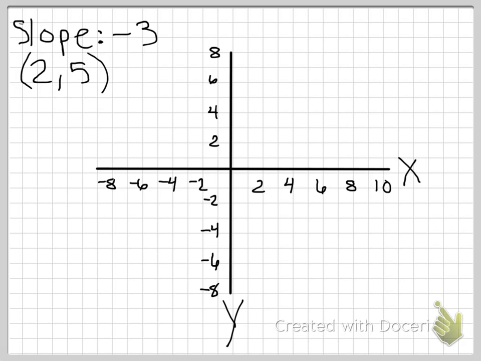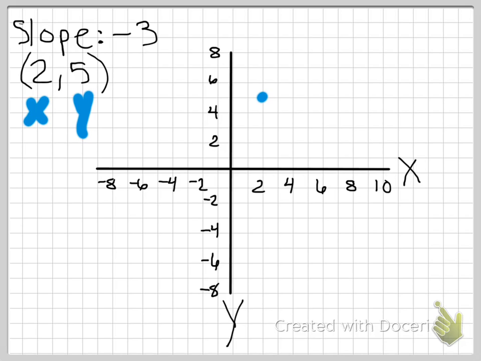Now the first thing I'm going to do here is plot the point on the graph with the coordinates that it already gave me. So 2, 5. Remember, 2 is my x value and 5 is my y value. So I'm going to go over 2, up 5, and plot my point. Now my slope is what tells me where my next point is going to go.